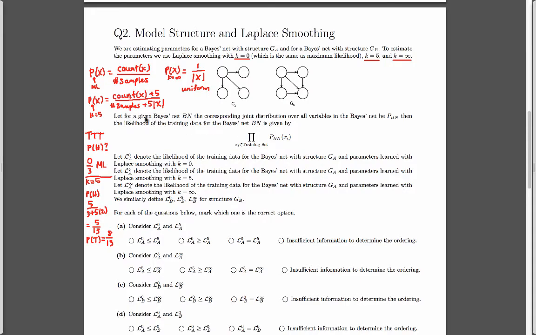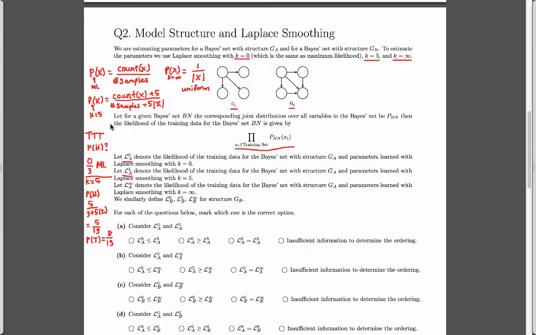Okay, so now let's consider the problem. We are given a Bayes-net, and we are considering GA and GB. So these are two different Bayes-nets that we're using to model our data. And we're interested in the probability of our training data, which is simply the product of the probability of each training example according to the modeled Bayes-net. And then we have different notations. So LA0 will be the likelihood of the training data with k equals 0. On this graph, L5A will be k equals 5, and so on, and similarly for graph B.